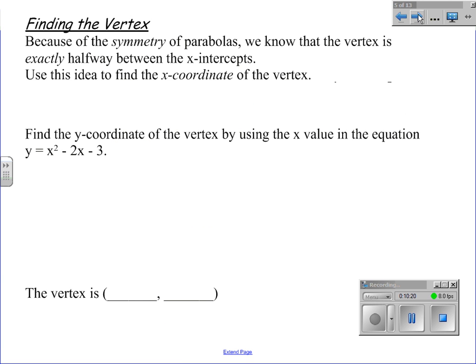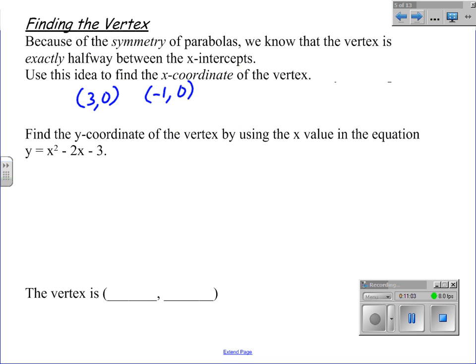Good. All right. Now we got to find the vertex, that top or bottom point. Because parabolas are symmetric, like I showed you at the beginning, we drew that dashed line down the middle. We know that the vertex is exactly halfway between the 2 x-intercepts. So let's refresh our memory. Our 2 points we just wrote down were 3, 0 and negative 1, 0, right? So we want to find what's halfway between 3 and negative 1.